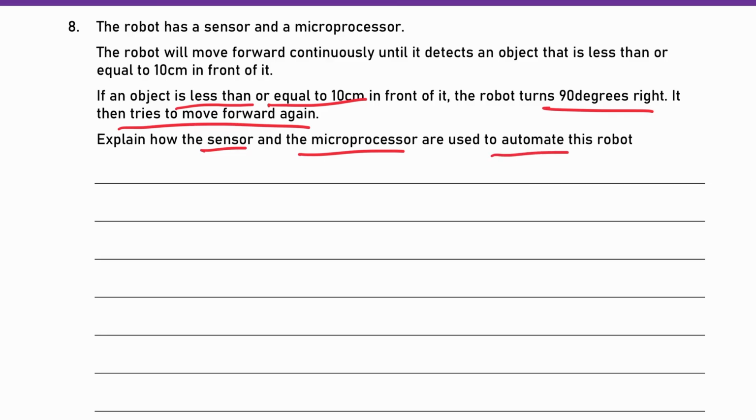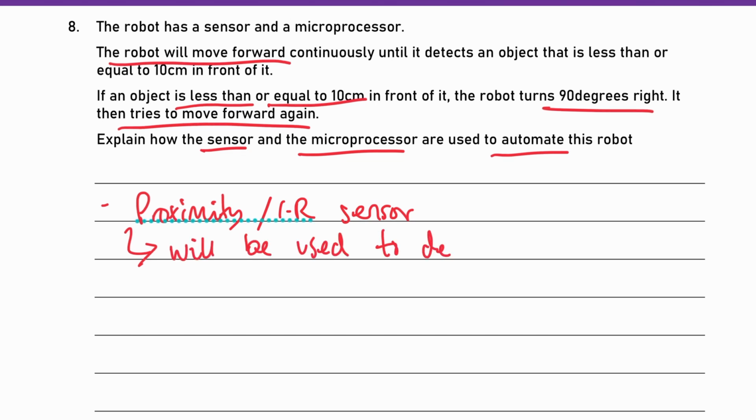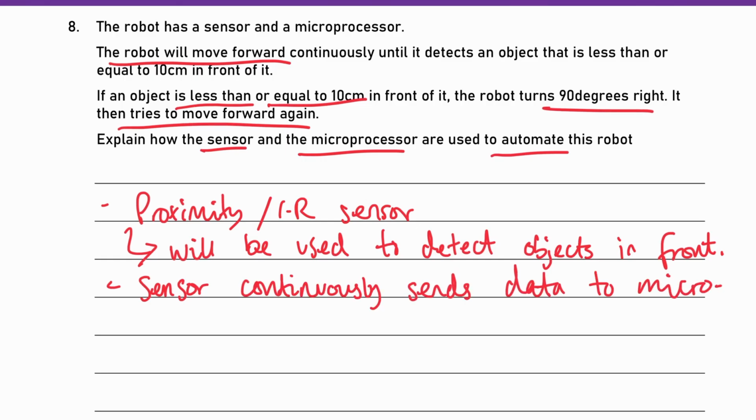So just like last time, guys, the first thing you should be thinking is what kind of sensor can be used to detect in this scenario. So in this scenario, the robot is moving forward. What kind of sensor will detect something in front of it? Well, the same as before, proximity or an IR, so an infrared sensor. Second mark will be used to detect objects in front. Again, the sensor continuously sends data to the microprocessor, which is just the same as before.